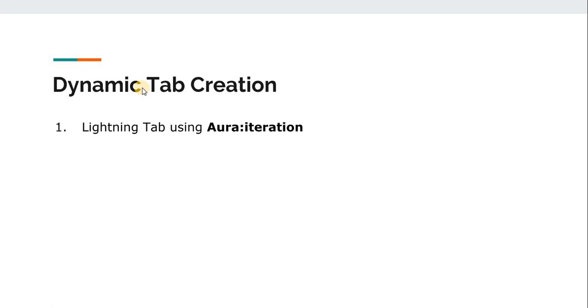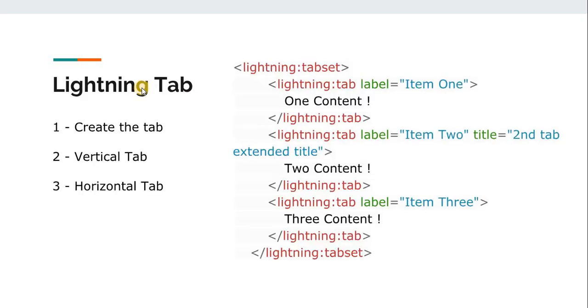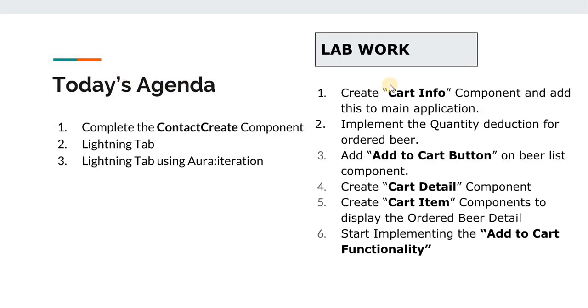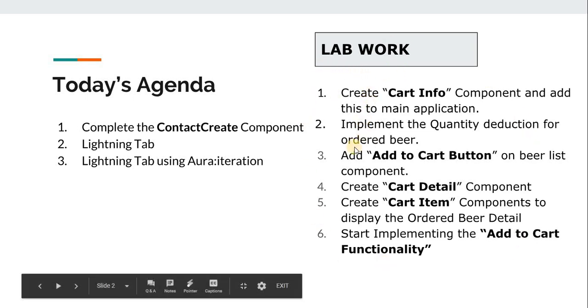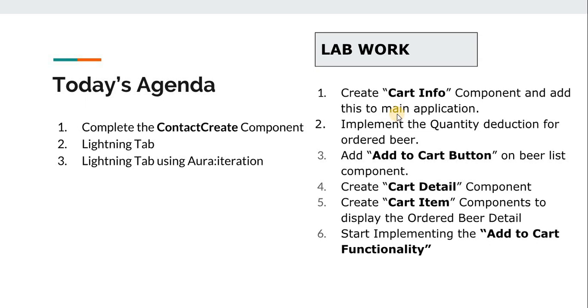Okay, so the other thing we have is that we need to start work on the lab work. That is what we are going to do in our project. We are going to implement add to cart functionality, so that the user can add multiple beers at a single time and place the order. So we will create the cart info component and add it to the header component to show the cart details.